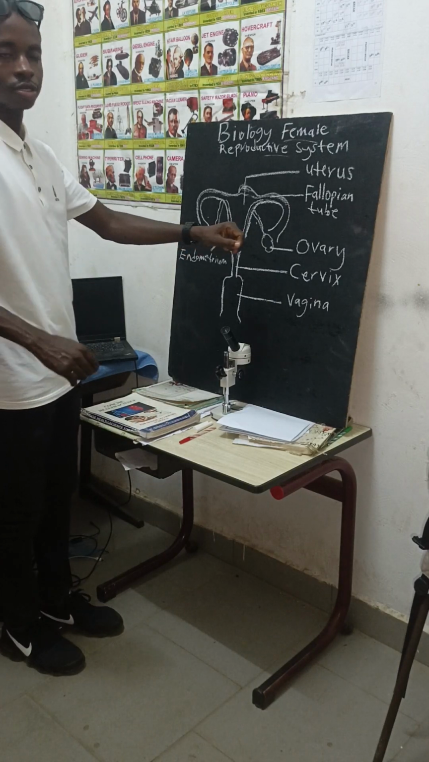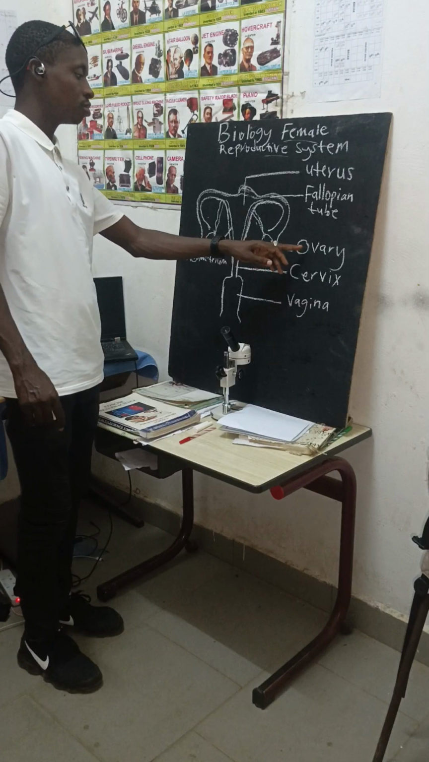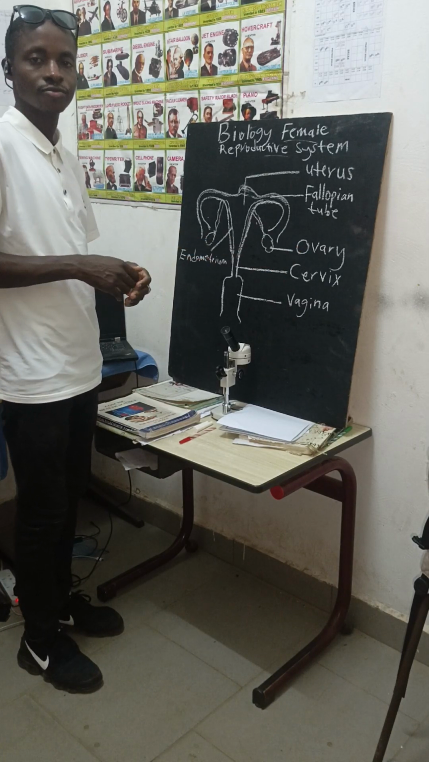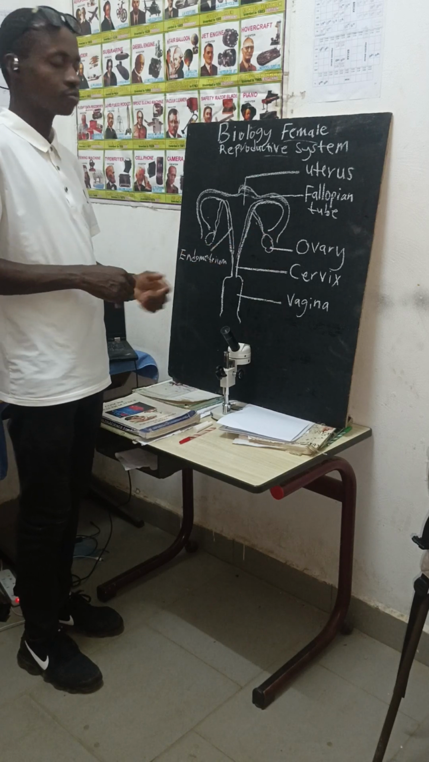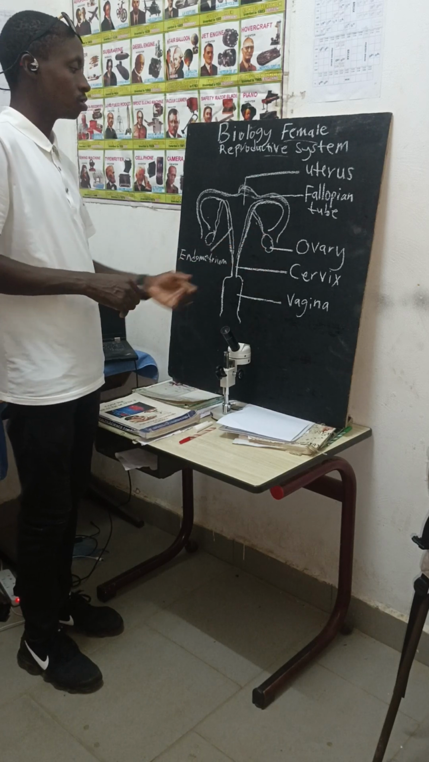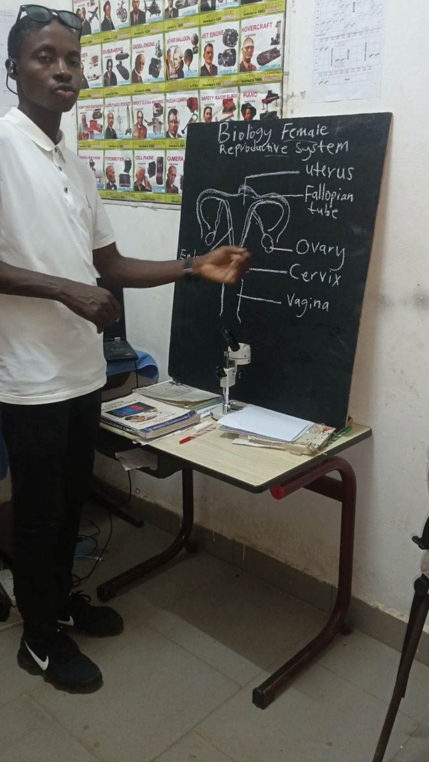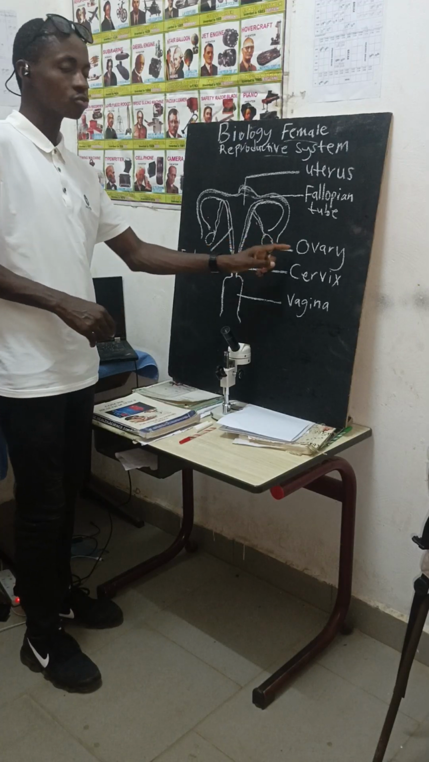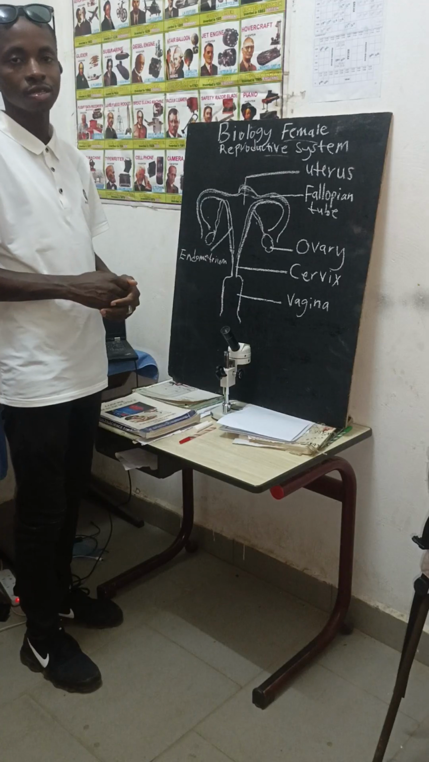Now, let us look at the parts and their function. This is the ovary. The ovary has different functions. One of them is that it produces the ovums or the egg cells. This is the gonad, which produces the gamete, that's the egg cell in the female.